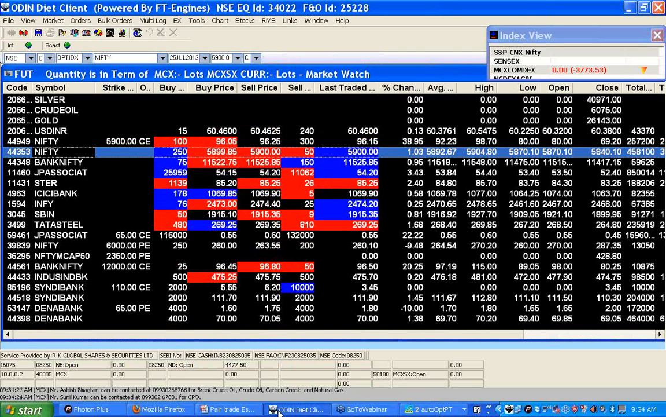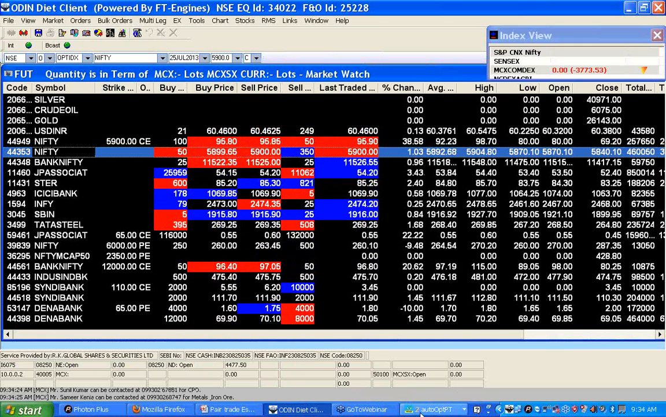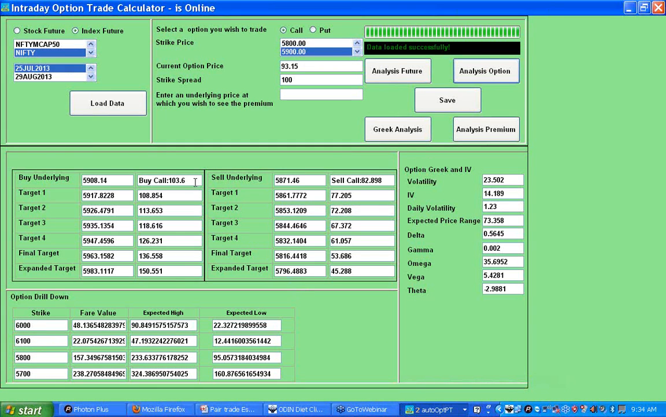the time we have discussed, that time itself it has changed a little bit. So it is saying buy the options at 104, it is now 106, so 2 to 3 rupees, don't worry about that. So it is saying buy the call option at 103.6 with a stop loss of 83 and targets till 150 if the Nifty touches the 5983 level. So nothing wrong if I am buying this call option.